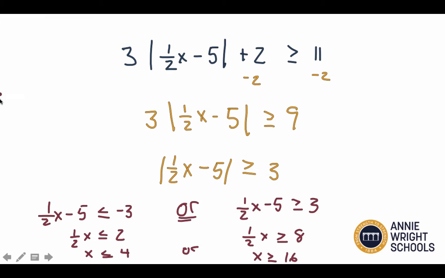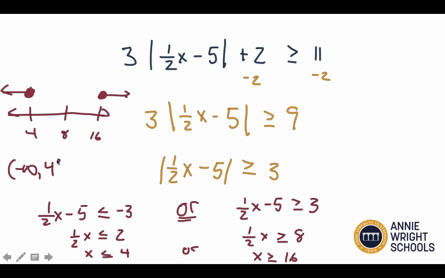This is an or, so my inequality would look something like this. 4, 8, 16. Closed circle here pointing out. Closed circle here pointing out. Interval notation from negative infinity to 4, bracket, union, 16 with a bracket to positive infinity. Rewind to halfway and watch that video again.